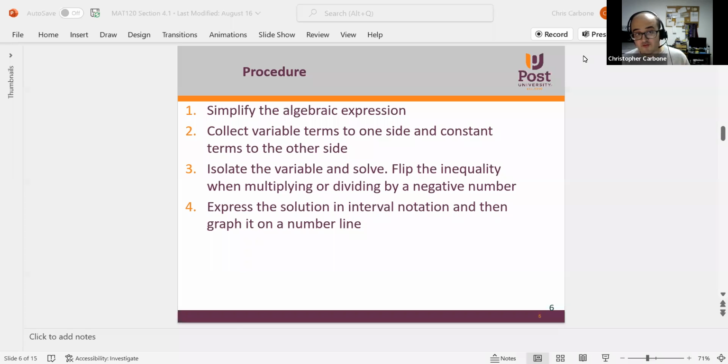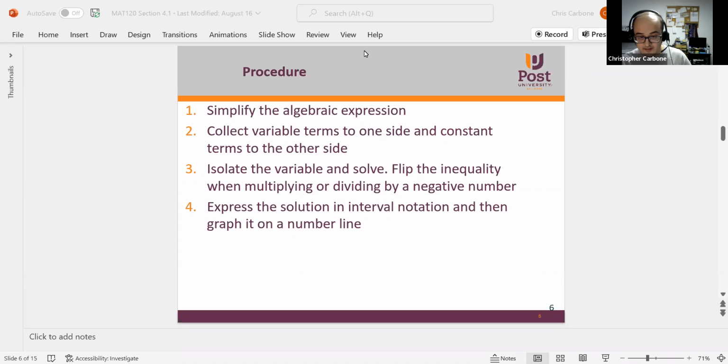Welcome back to section 4.1. This is part 2. The procedure that we would use for solving these inequalities is to simplify the algebraic expression, if possible. Collect the variable terms to one side and the constant terms to the other, maybe combining like terms if needed. Isolate the variable and solve. Flip the inequality when multiplying or dividing by a negative number. And then express the solution in both interval notation and a graph on a number line.